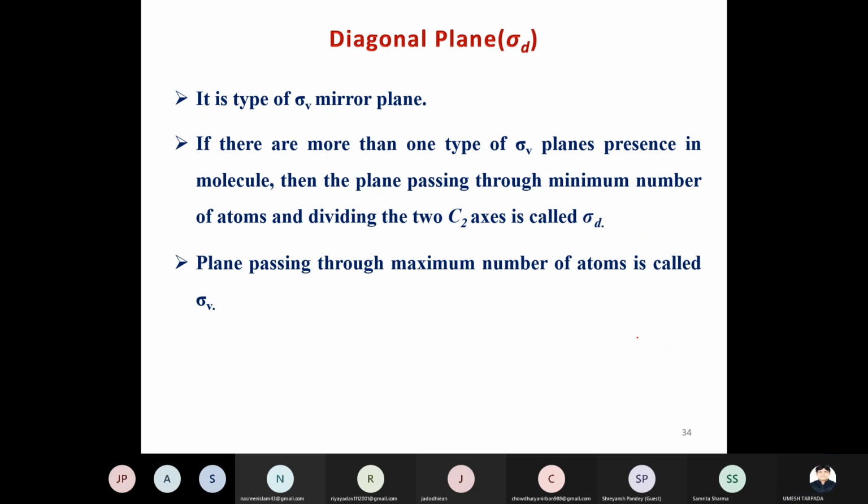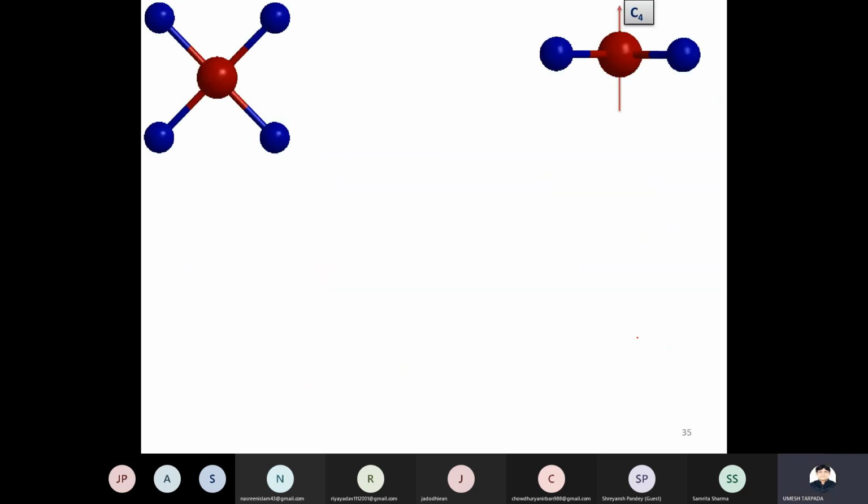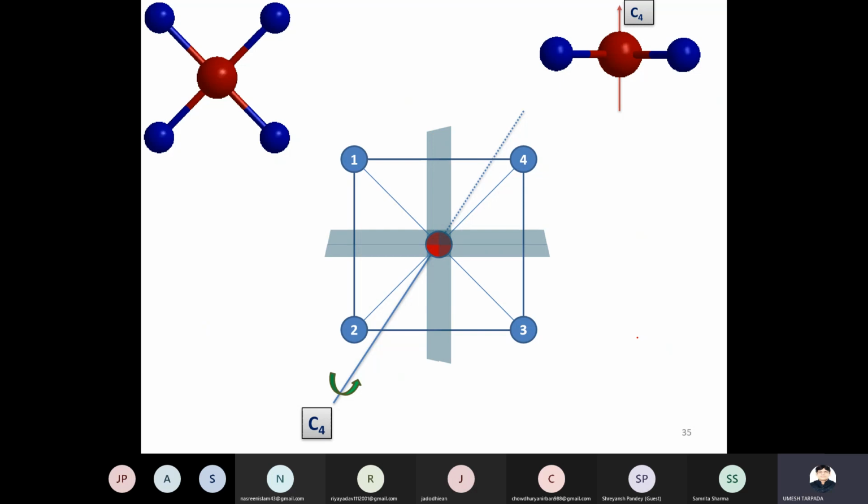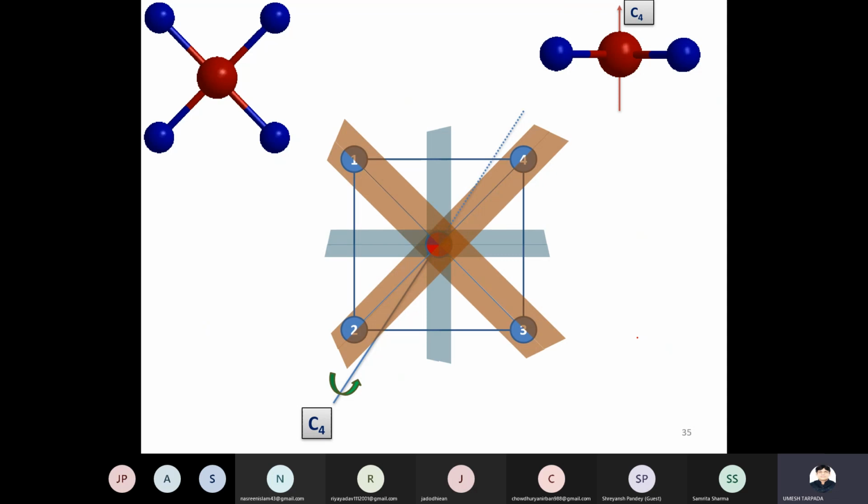See, in platinum Cl4, this is a very good example. This is the C4 axis, which is on your side. So this is 1 sigma V, second sigma V, third sigma V, and 4 sigma V. Out of these 4 sigma V, you tell me the sigma D. Which are the 2 sigma D and which are the 2 sigma V? The plane passing through 1 and 3 and 2 and 4. Are 1 and 3 and 2 and 4 called sigma D or sigma V? D. D and D. V also.